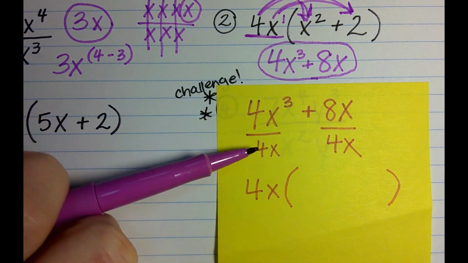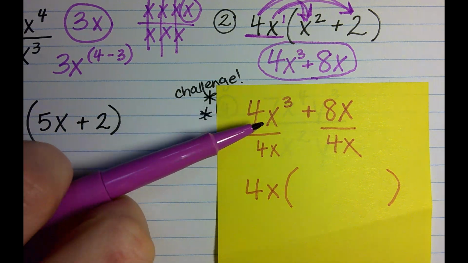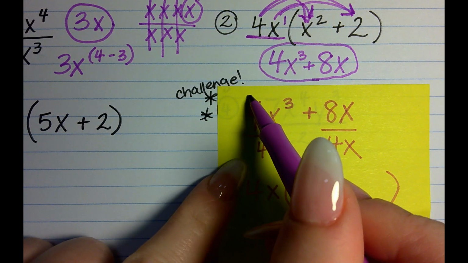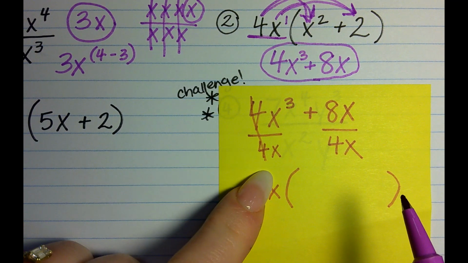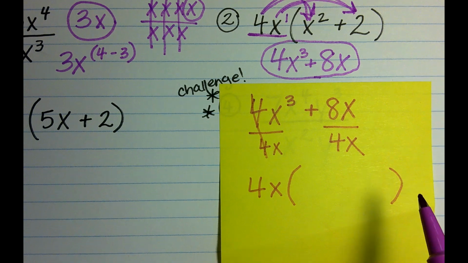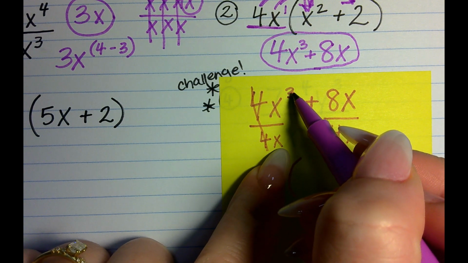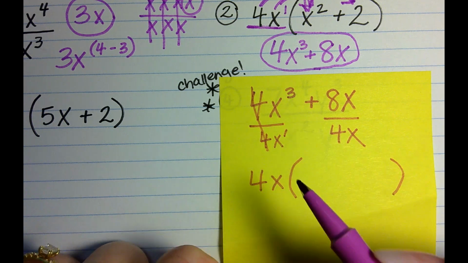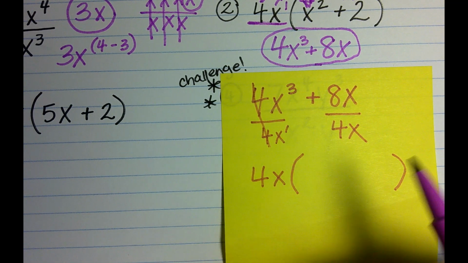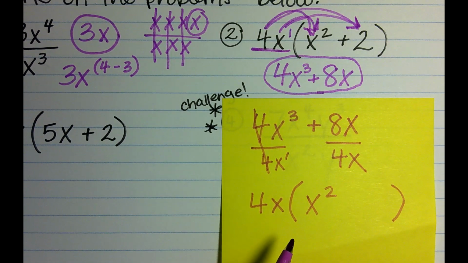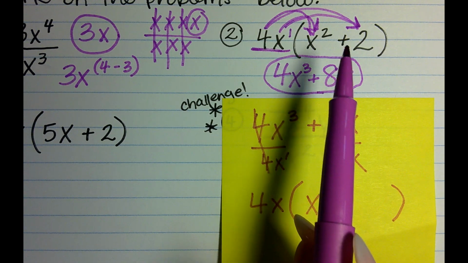So what happens with my first term? 4x to the third divided by 4x. 4 divided by 4 is 1. Yes, my 4's cancel, so I'm left with 1x to the something. 3 minus 1 is 2. Good. I have 3 up top for x. I have 1 on bottom for x. 3 minus 1 is 2. So I will have x squared, which, looking at our original problem, so far so good.